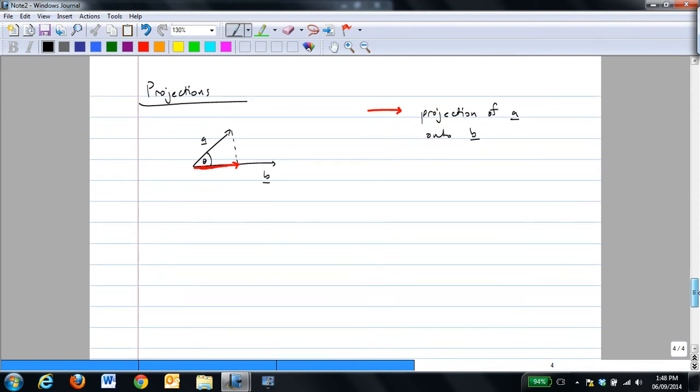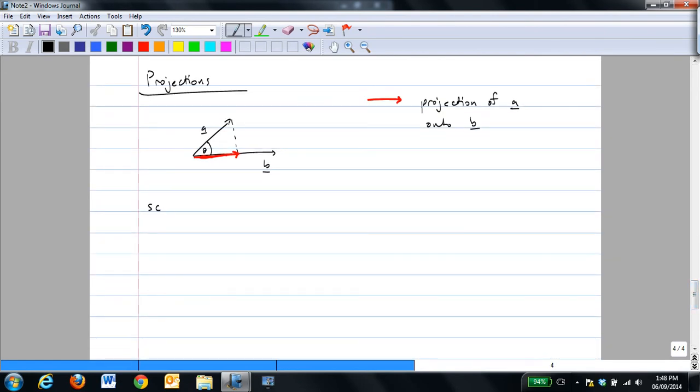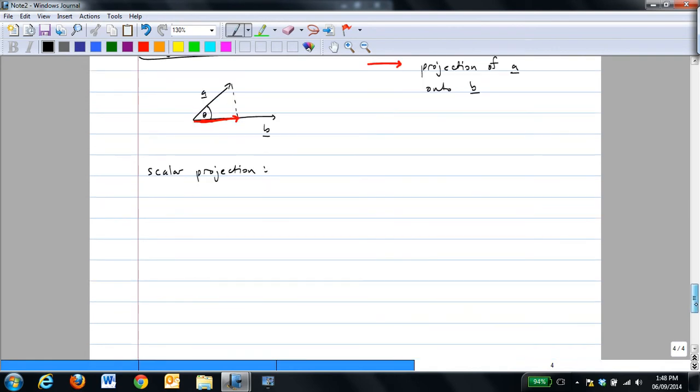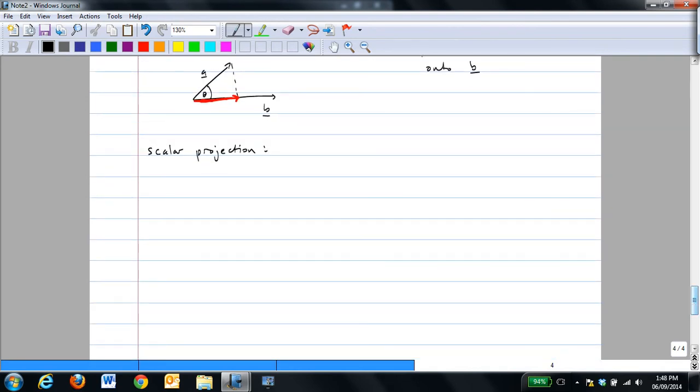Okay. So the first thing that we can look at is scalar projection. In scalar projection, the notation I have here is just the component of A onto B. So this is the notation I'm writing down. So we have the component of A onto B, which is also the same as the scalar projection of A onto B. And this equals the magnitude of A cos theta.